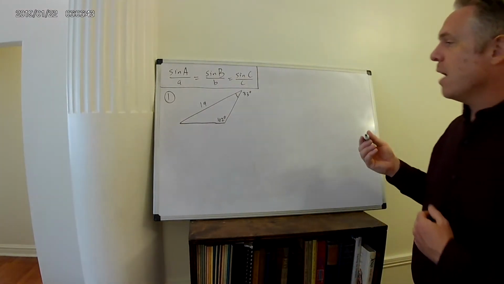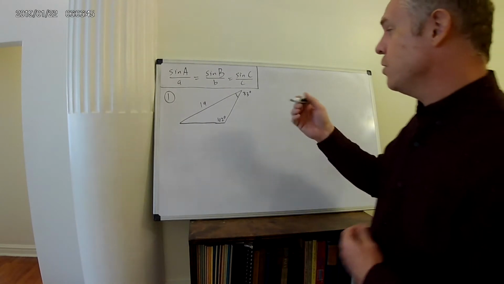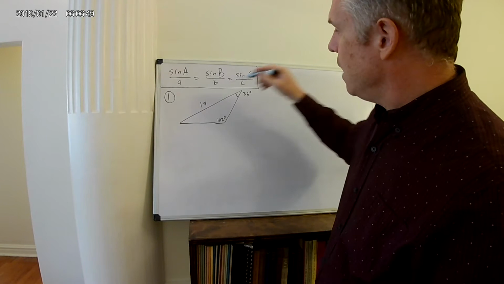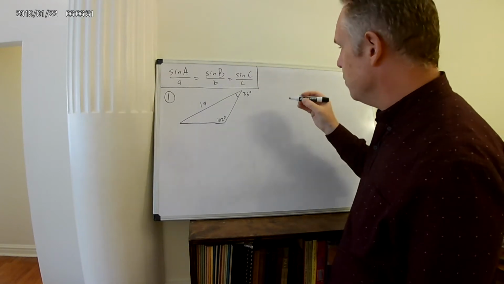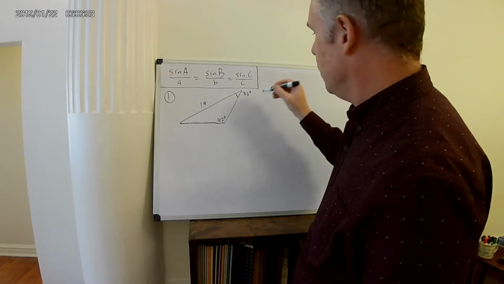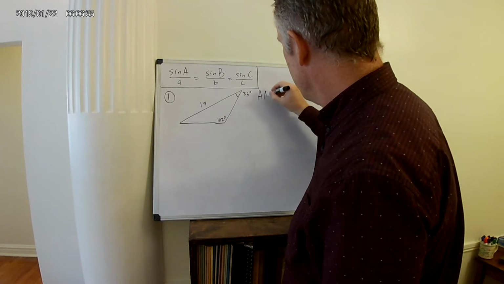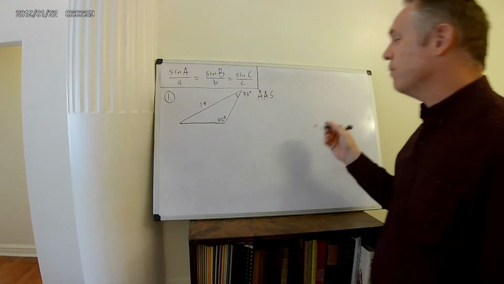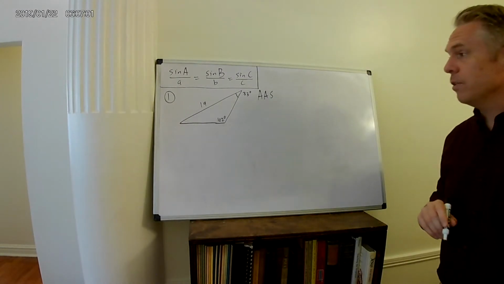Okay, this is the first triangle we're going to solve. First question is, what type of triangle is this? Well, here we know a side, an angle, and an angle. So this is an AAS triangle, angle, angle, side. And therefore we can use the law of sines to solve this triangle.